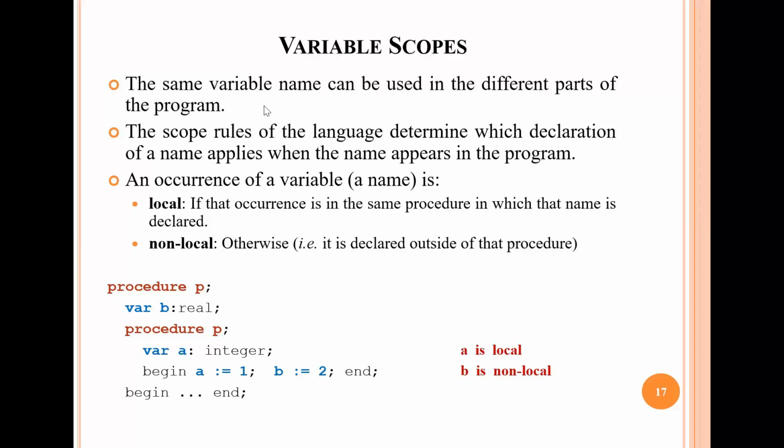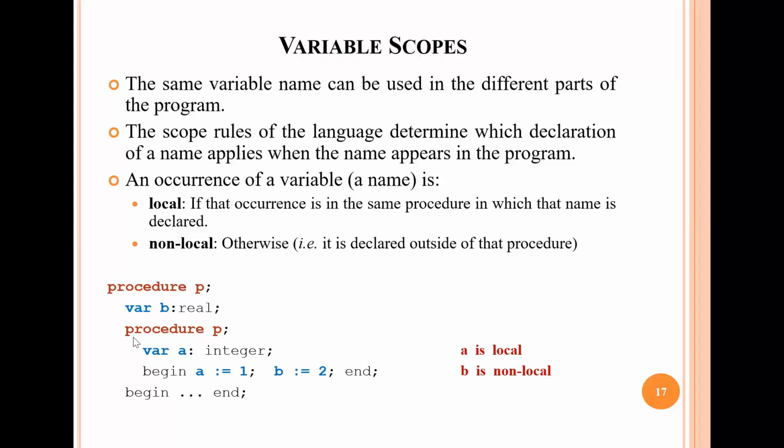The same variable name can be used in different parts of the program. So we have two types of scope: one is local and another is non-local. Local means limited to the same procedure, and non-local means that it is called from a different procedure. The third option is global, in which it is defined for all the procedures and it can be called from any of the procedures.